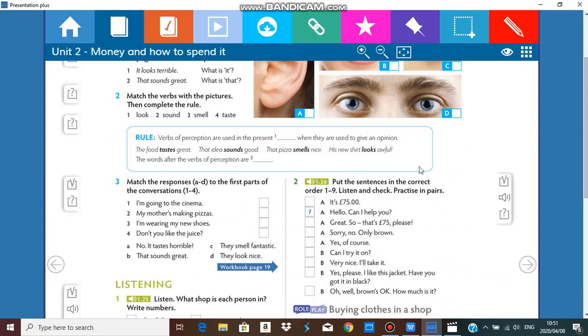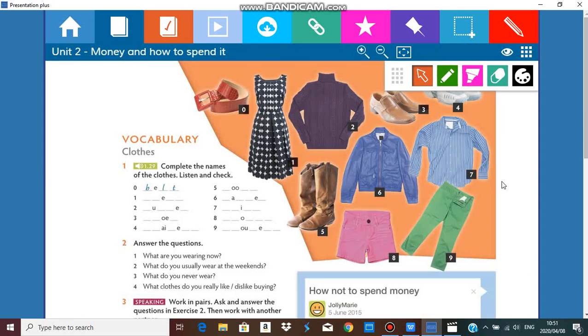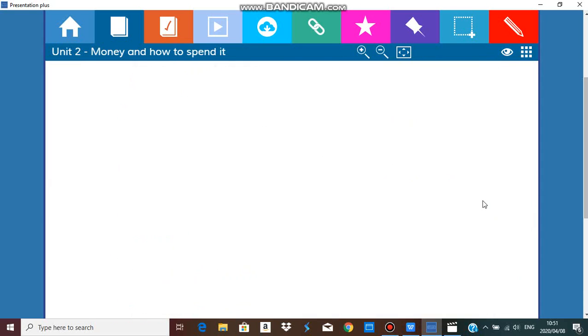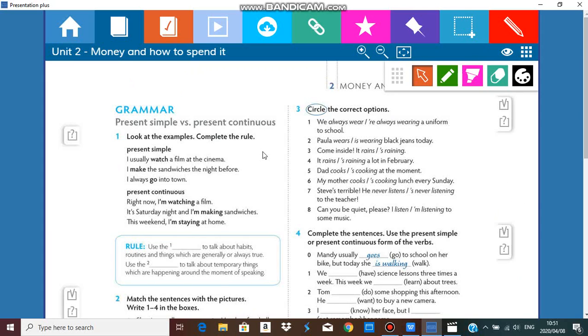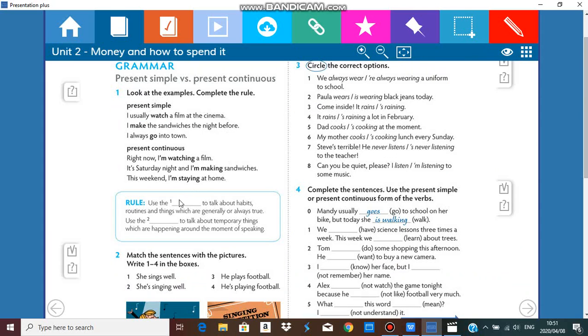We will come back to verbs of perception. Let's go and check the differences between present simple and present continuous. So let's go to the rule, and the rule says use the something to talk about habits, routines, and things which are generally or always true. Which one will you use? Present simple or present continuous? It's present simple. Use the present simple to talk about habits, and then you use the present continuous to talk about temporary things which are happening. That means it's happening now, in the moment.